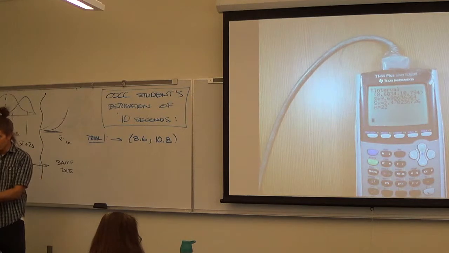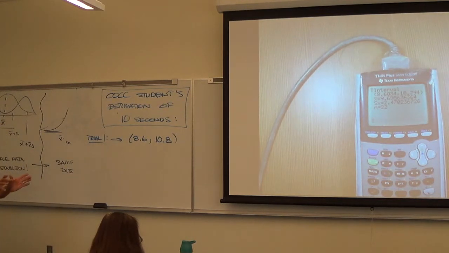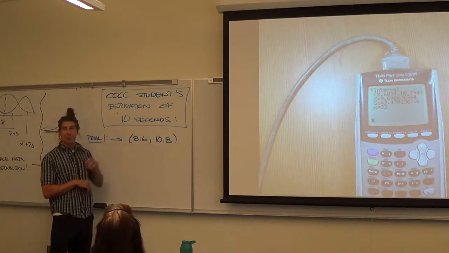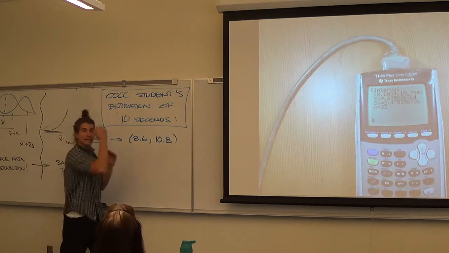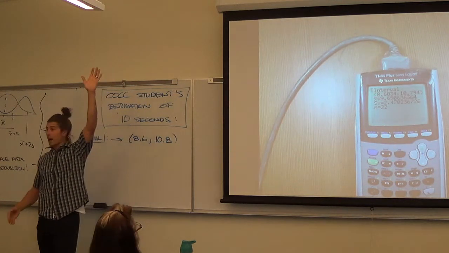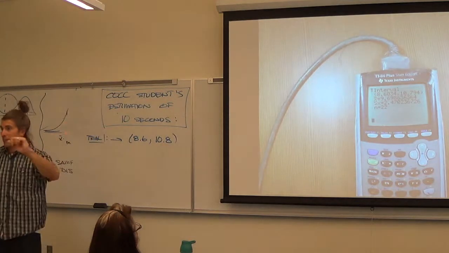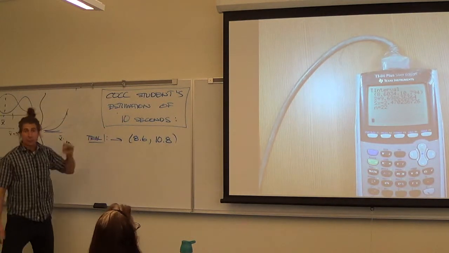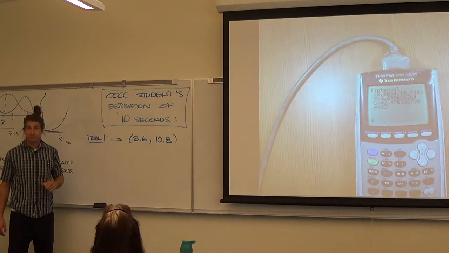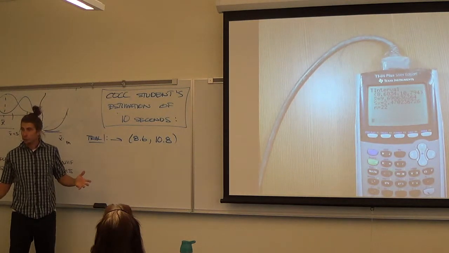If I was trying to show that COCC students were underestimating 10 seconds on average, 10 couldn't be in there. It would have to go something like 6.6 to 8.8 or something like that. Because then 10 seconds would be outside, and I could say I'm 95% confident COCC students are too much in a hurry, and they don't know what 10 seconds feels like anymore. This is inconclusive to me. Fair enough? Good.